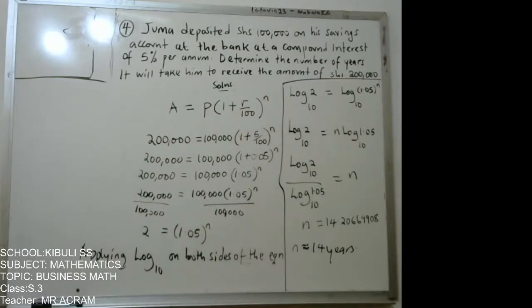14 years, 2 months, somebody can answer that. No, these are not 2 months. Because remember, they are supposed to be 12. Maybe if I get 0.20669908 and I multiply it times 12, you get that? Because they're supposed to be 12. But I'm just approximating to 14 years.